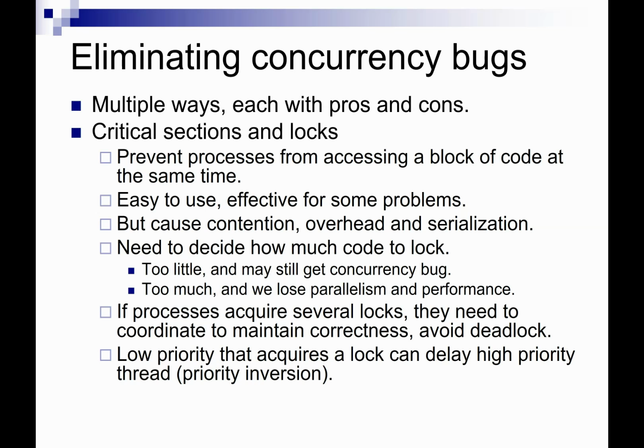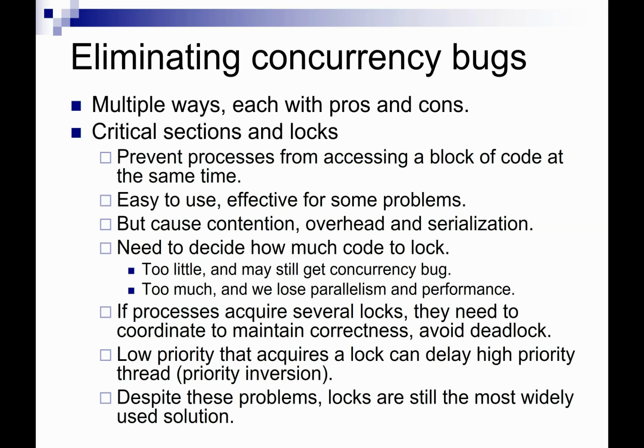Another problem is called priority inversion. This is where a low priority thread acquires a lock before a high priority thread. In that case, the low priority thread will get to run, but the high priority thread needs to wait. That's not what we want, because we actually want the high priority thread to run. But because of locks, you can get this priority inversion.